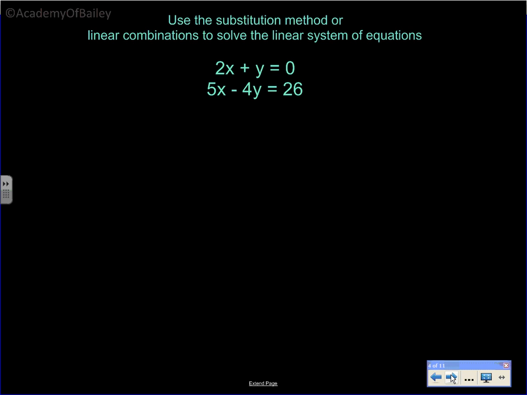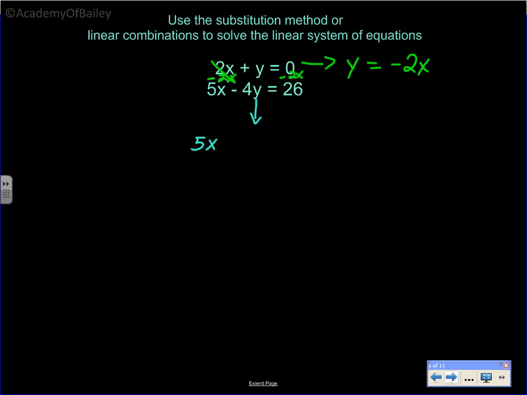I want to go ahead and subtract 2x from both sides. So we're left with y, because the 2x's cancel. We're left with y is equal to, what's 0 minus 2x? Well, 0 minus 2x is just going to be negative 2x. So we know what y is equal to. It's negative 2x. So right here, for y, we're going to put negative 2x.